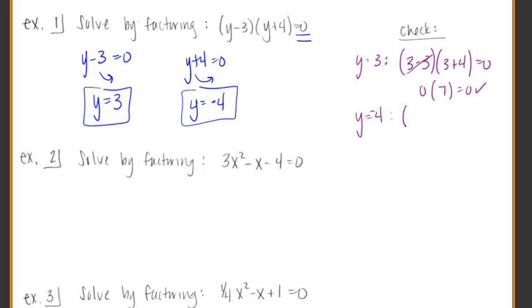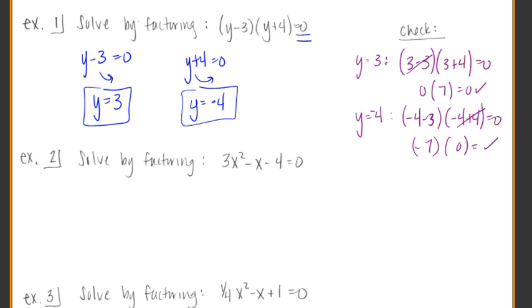So plugging it in, it would be negative 4 minus 3 times negative 4 plus 4. Let's see if it equals 0. Well, negative 4 minus 3 is negative 7. Negative 4 plus 4 is 0. So negative 7 times 0 is definitely 0. So that one checks out. Okay, well, that one was pretty simple, a nice way to get warmed up to this.